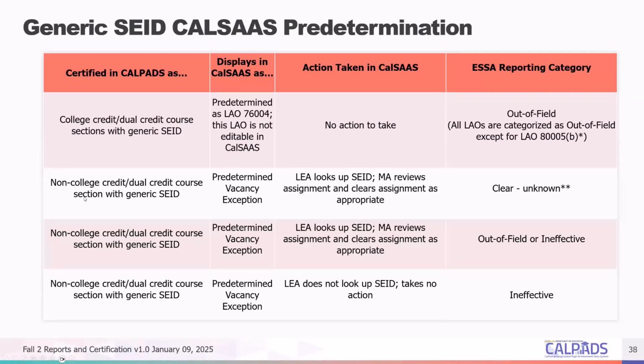You report C99 for a non-college credit, dual credit course. It's going to be a predetermined vacancy exception, and it tells you the action to take. The LEA looks up the SEID, reviews the assignment, and clears the assignment as appropriate. And further down the line, it will be clear, out of field, or ineffective, depending on your action taken in CalSAS. So it's a table to use as a reference to give you an idea of the results of using the generic SEID in the course section record.